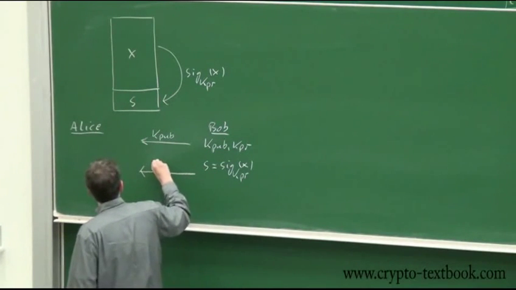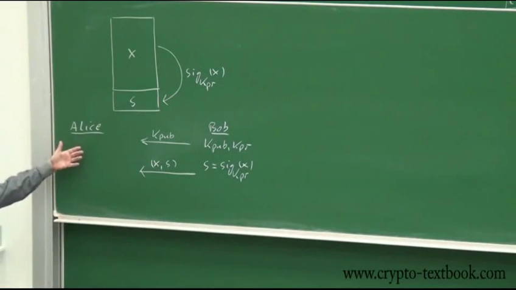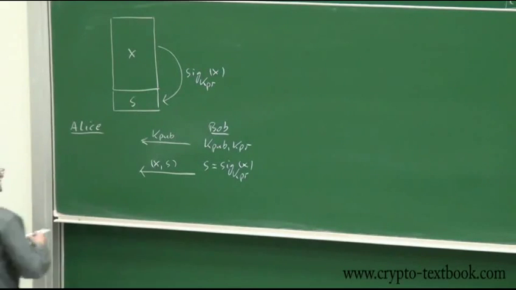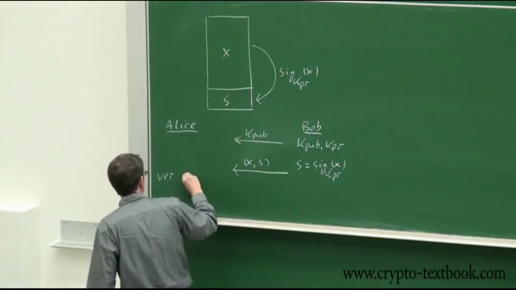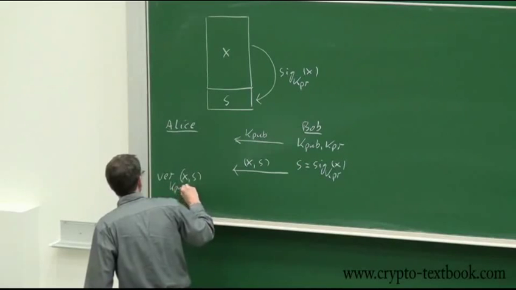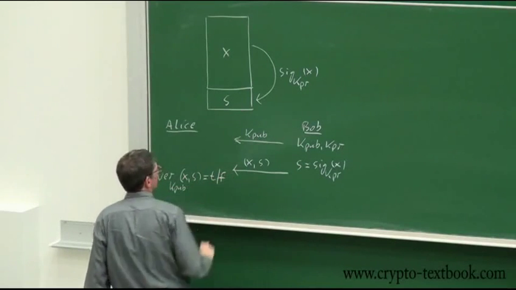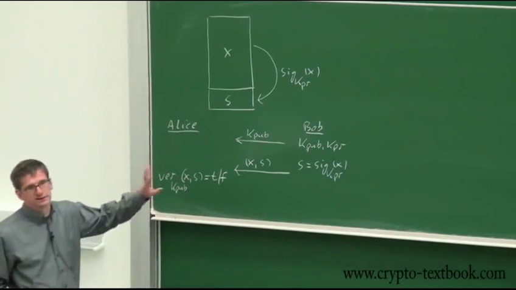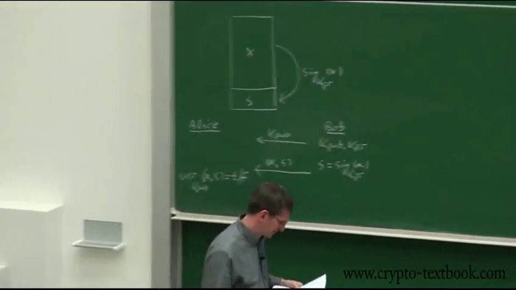He transmits the message together with the signature. And what does Alice do? How did we call this operation? Verification, very good. So Alice runs the verification algorithm, which has X and S as input, but she's using the public key, and the statement is either true or false. So that was Groundhog Day, very, very short.